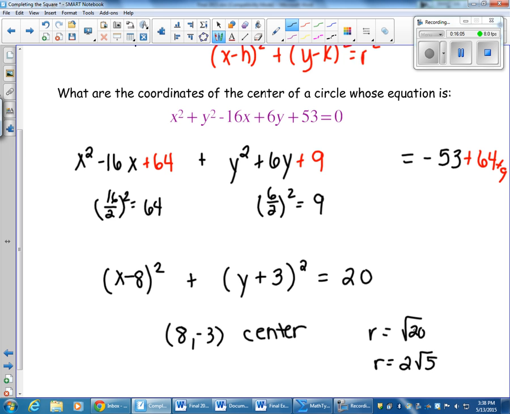Okay? So that's all there is to completing the square. You definitely want to practice it a few times so that you get really good at it. Take care.